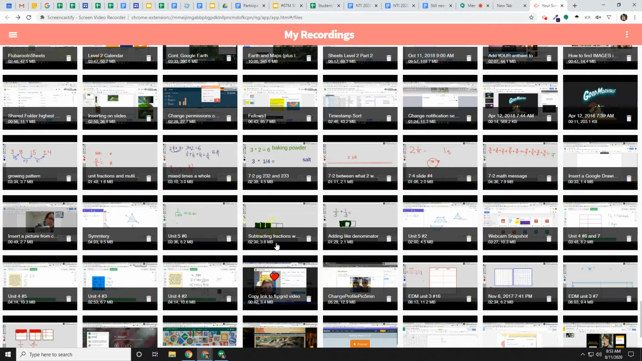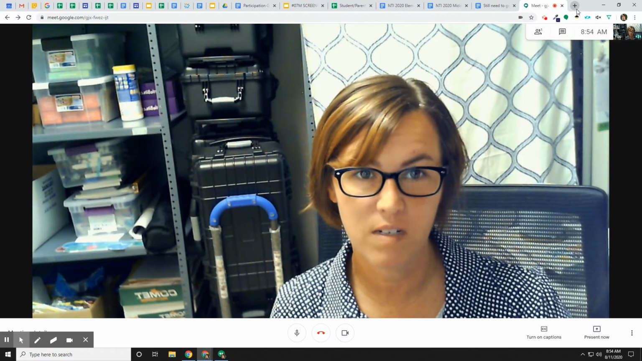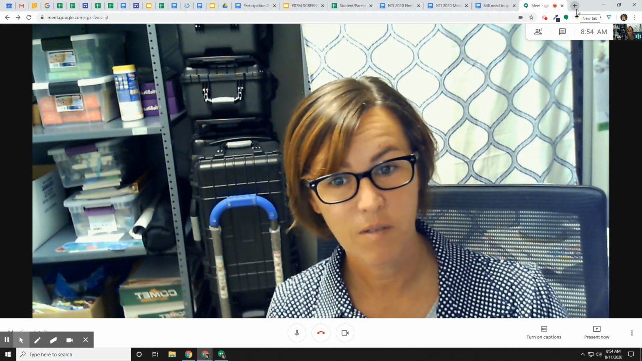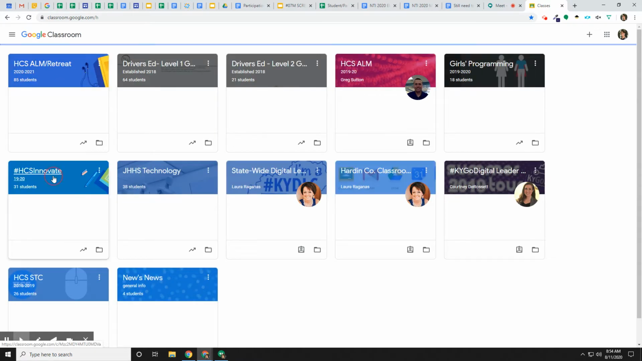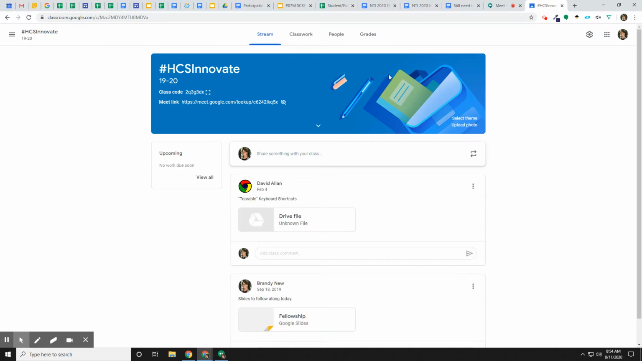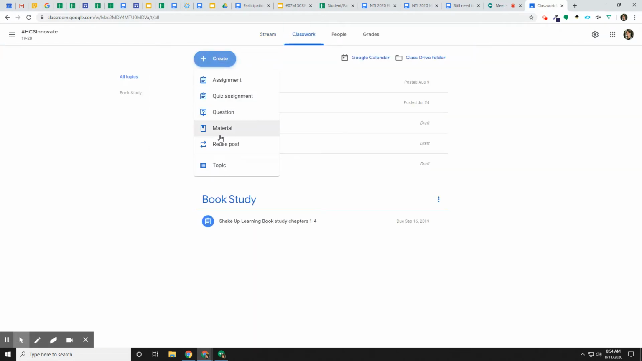The reason I did that, like I said, is so that my families, my parents, and my students would have access to that later. Now, at that point, they don't have access to that big dashboard. So what I would need to do is organize these in Classroom. I might organize these as create materials.